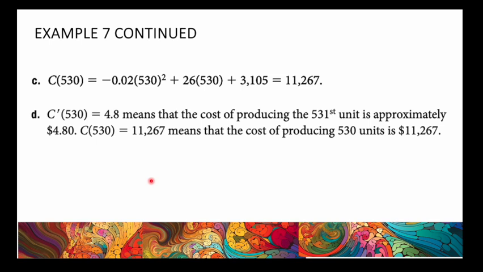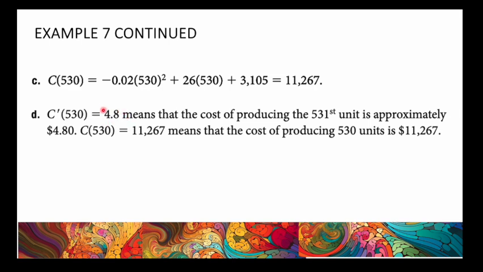Now, in the last part, part D, we need to interpret what these values mean. So we found the marginal cost at 530 in part A, and now we found the cost at 530 in part C, so that's what we're going to interpret. When we plug 530 into the marginal cost, remember this is the instantaneous rate of change of the cost function when x is equal to 530. This also represents the slope of the tangent line at that point. And we have talked about how we can approximate the marginal cost by using that tangent line.